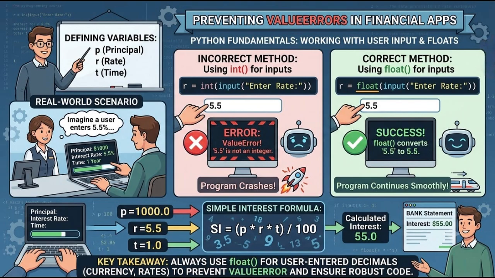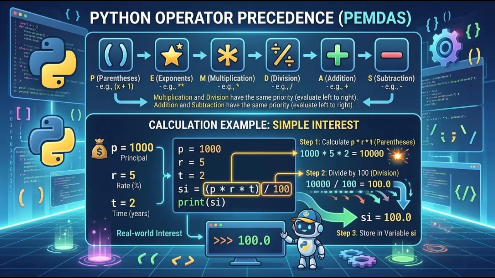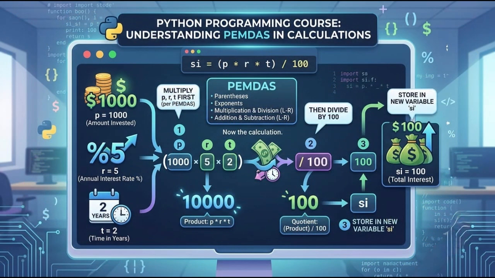We multiply p, r, and t first, then divide by 100. We store this result in a new variable called psi. Finally, we display the result. We'll use an f-string here for a clean output.